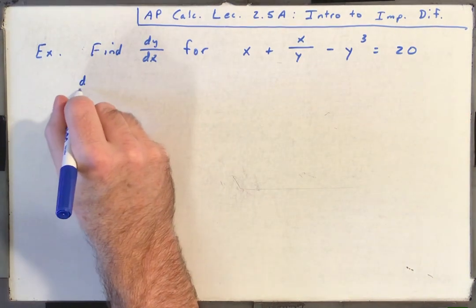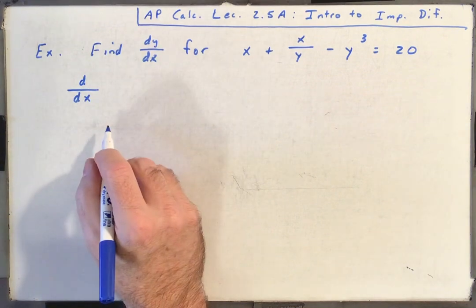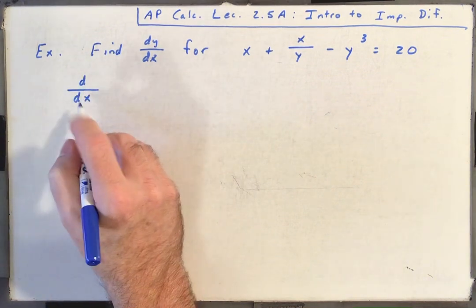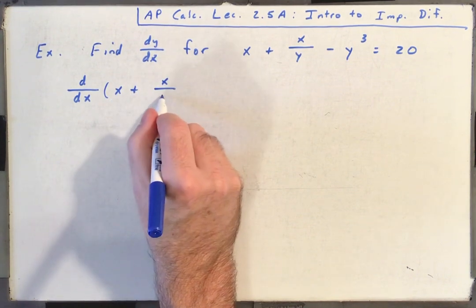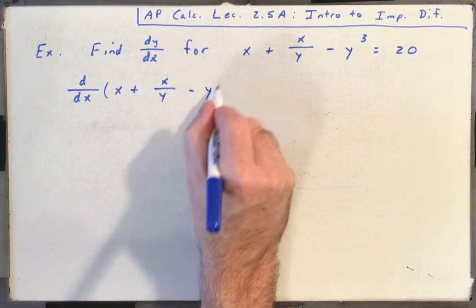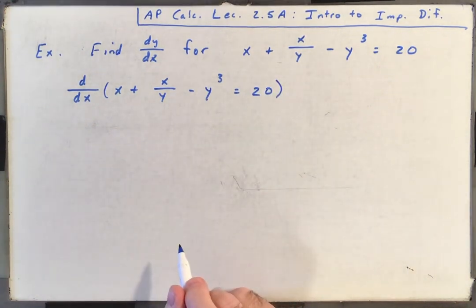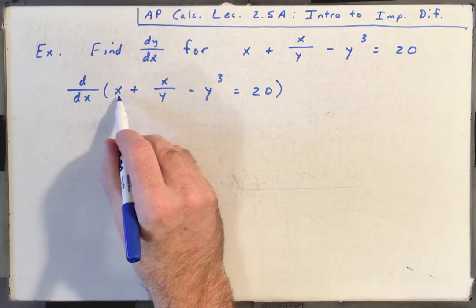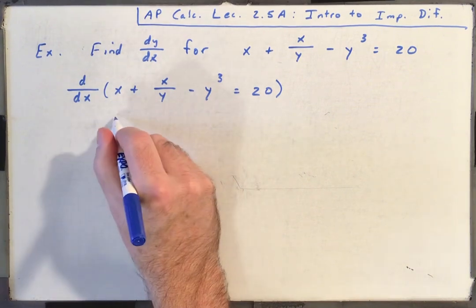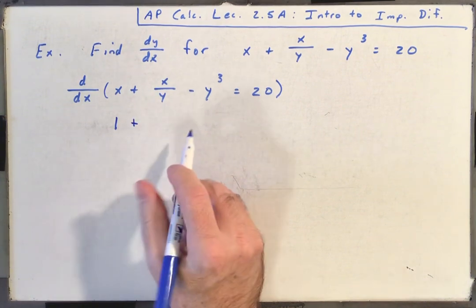So what we have to do is use our verb, our action. We're going to take the derivative with respect to x of this entire thing: x plus x over y minus y cubed equals 20. Okay, what's the derivative of x with respect to x? It's not 0, by the way. I've had so many students do that. It's 1.